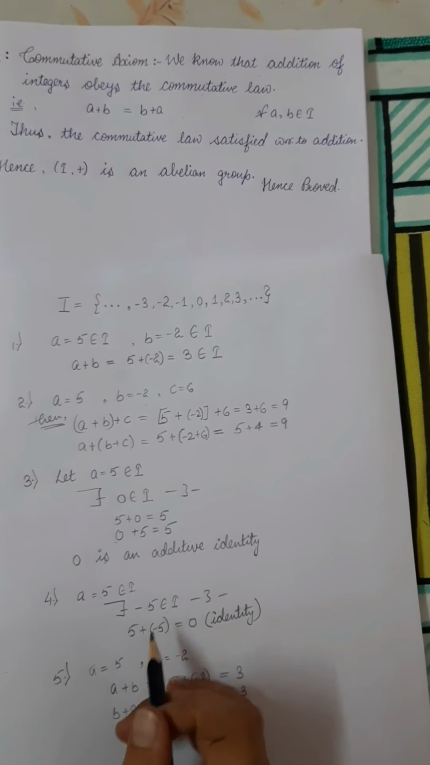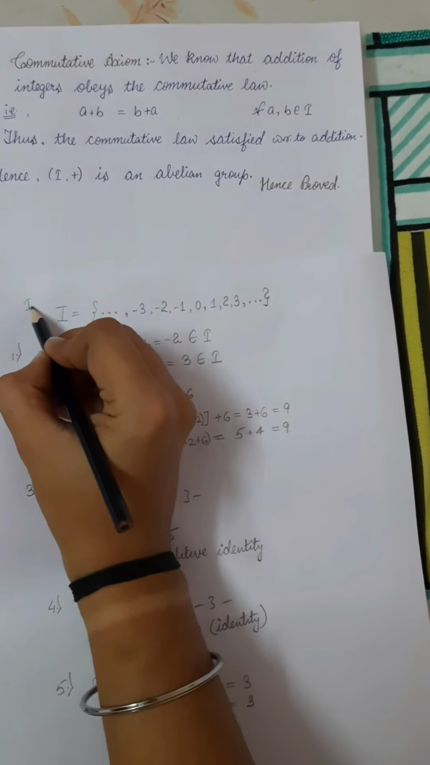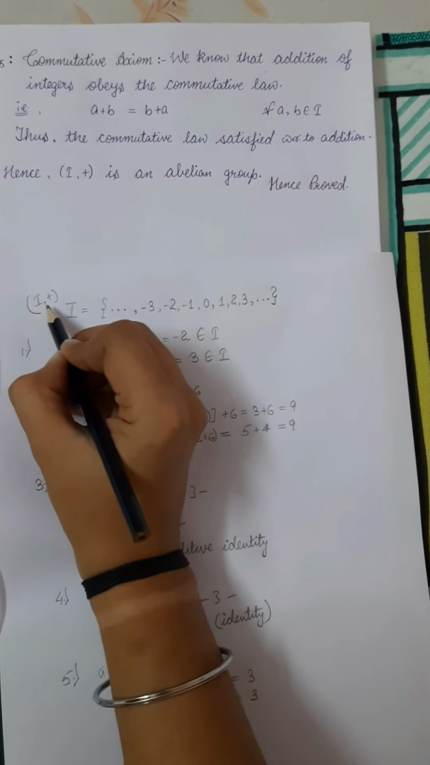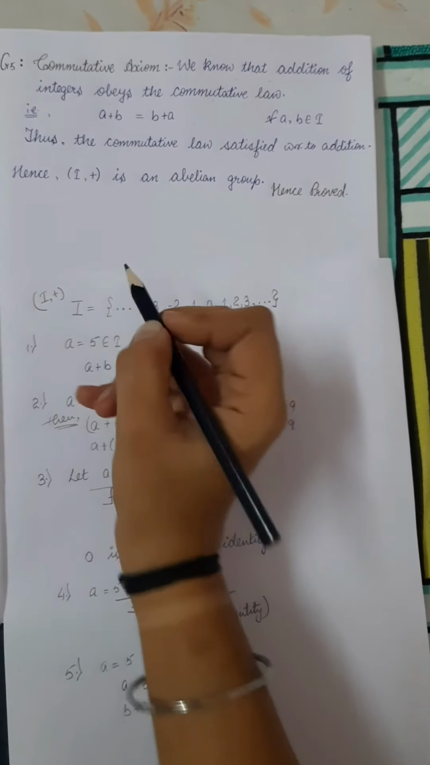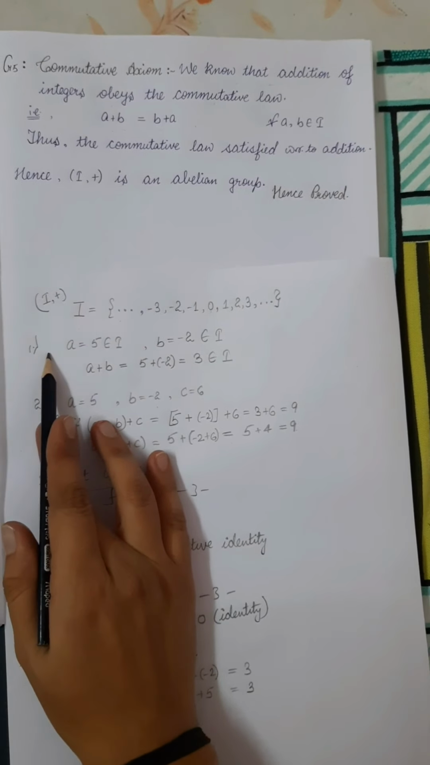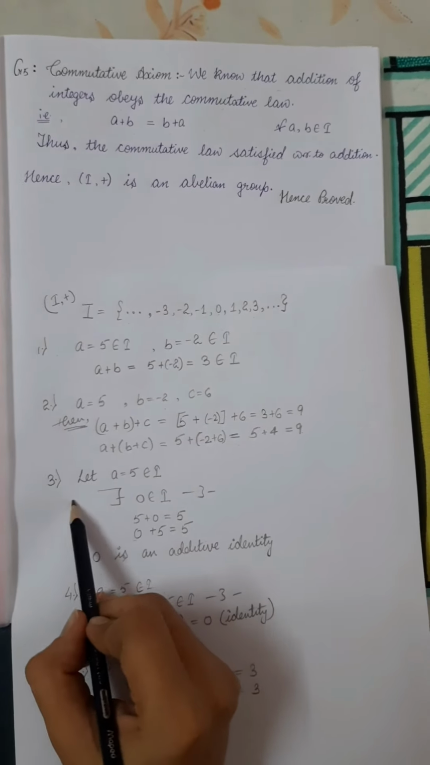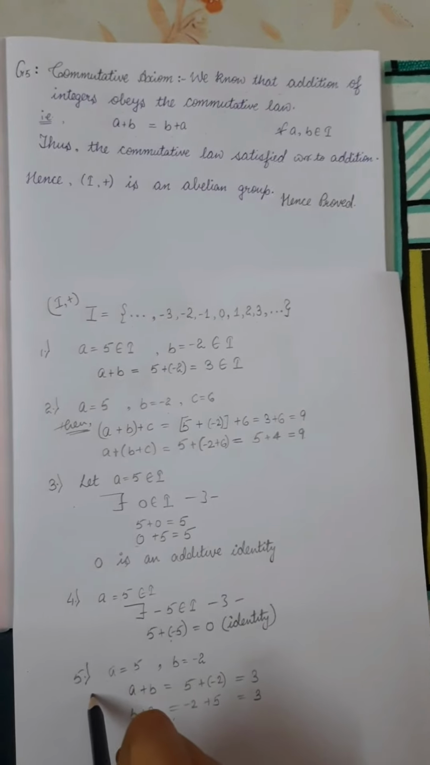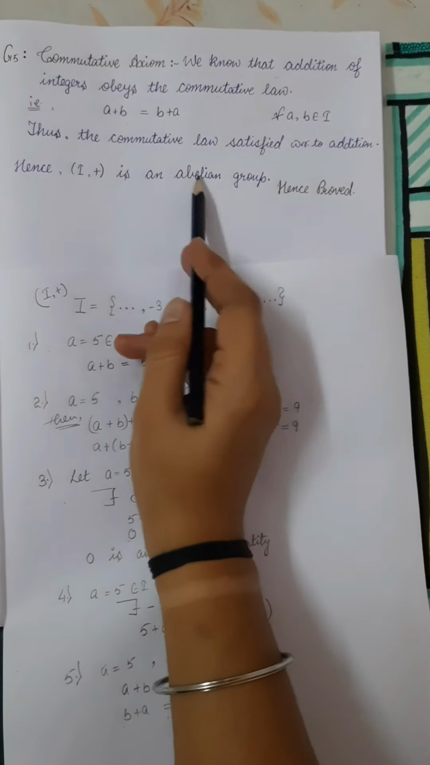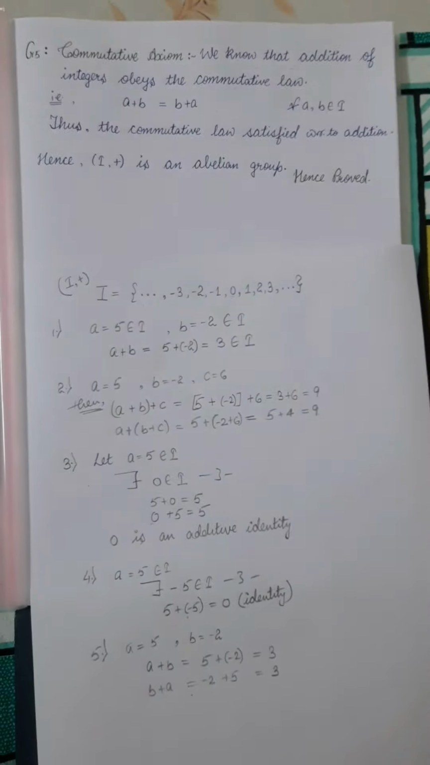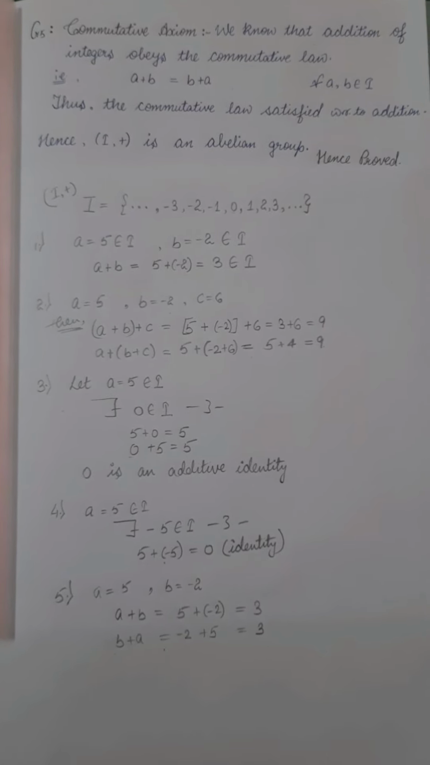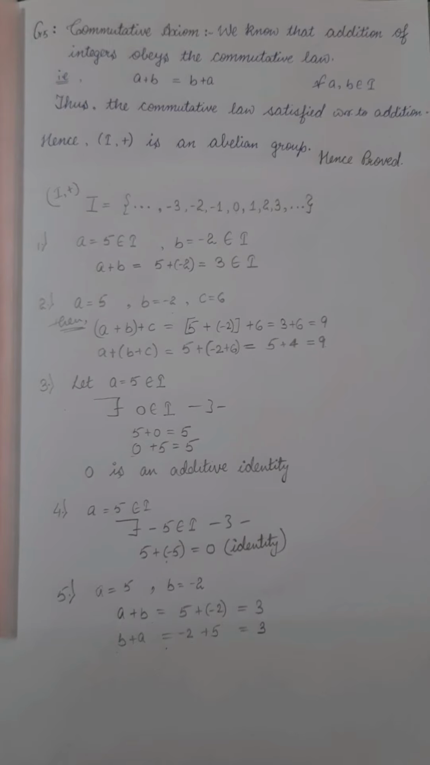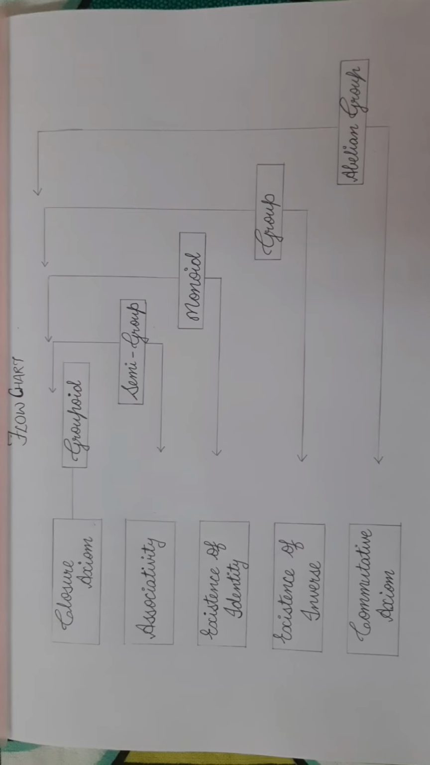Hence, the algebraic structure (I, +), that means the set of integers with the additive binary operation, satisfies the following axioms: closure, associative, identity, inverse, and commutative. Hence, (I, +) is an abelian group. If the commutative axiom is not satisfied, then the group is called a non-abelian group.